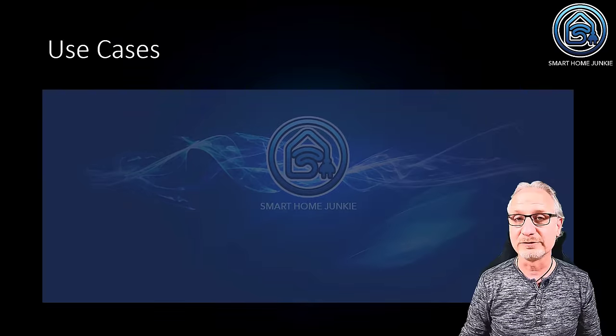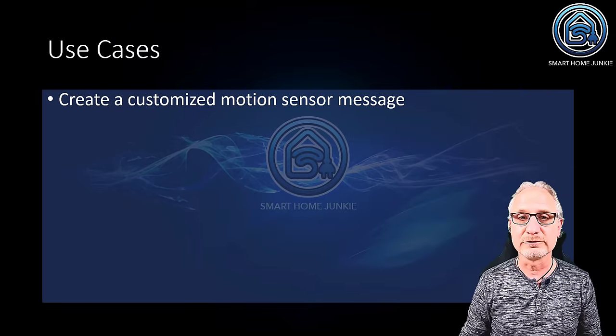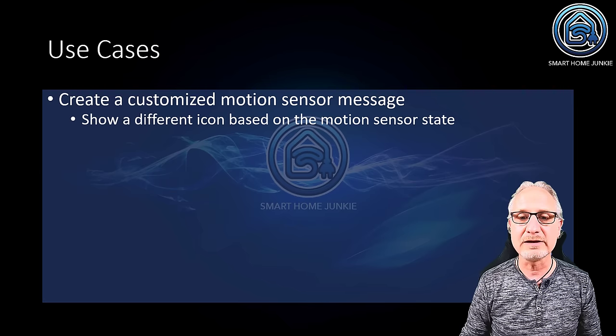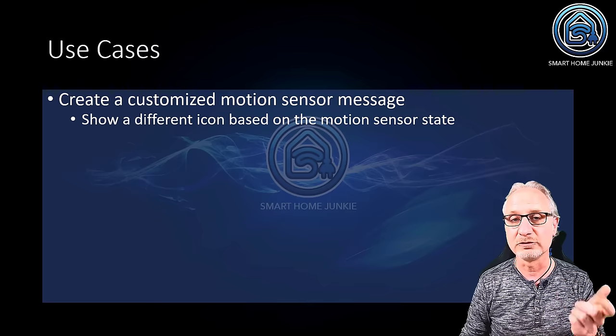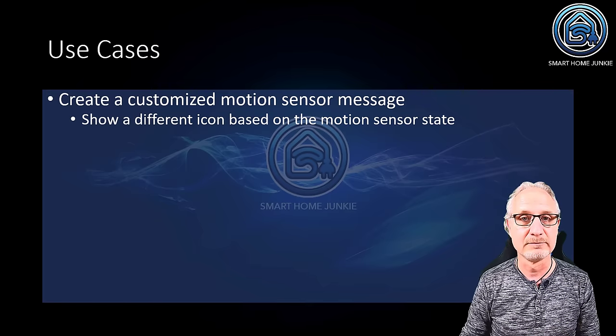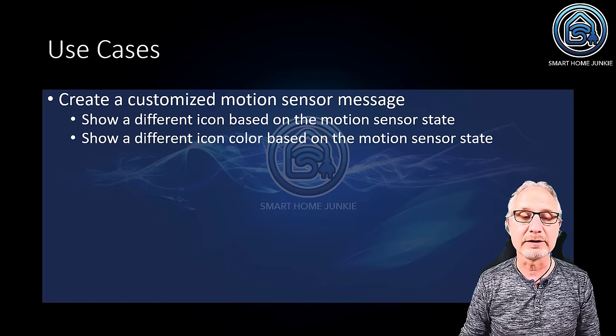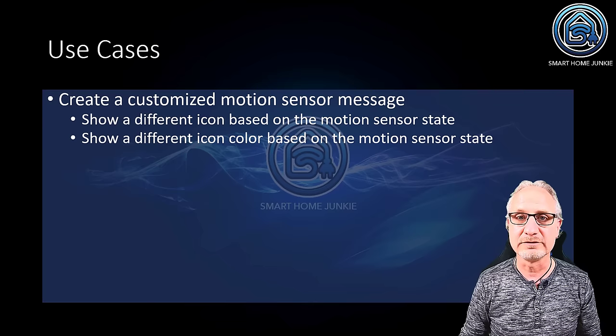So, what are we going to do? The first thing that we're going to create is a customized motion sensor message. Within that message, we're going to show a different icon based on the motion sensor state. So show a different icon if the state is motion detected or motion is not detected. We're going to do the same for the icon color. So that when motion is detected, we're going to show a different icon color than when motion is not detected.